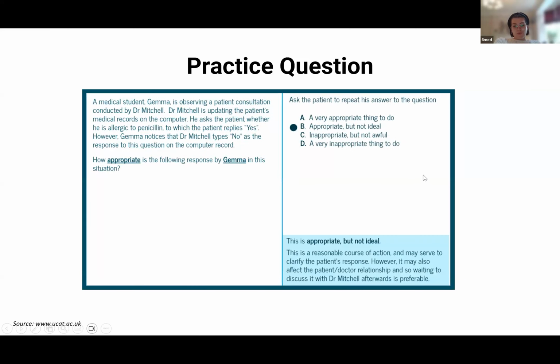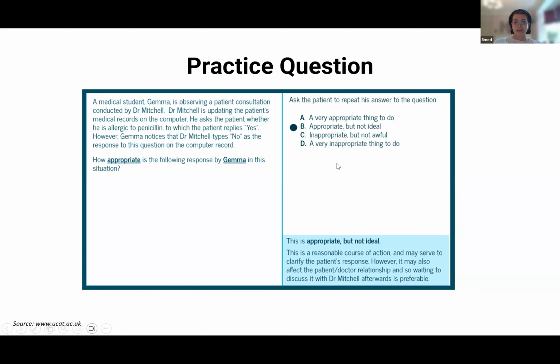So the answer to this one's appropriate but not ideal. The reason why this one's appropriate but not ideal is because, as you hopefully are aware, not noticing that a patient has an allergy is going to put patient safety at risk, obviously. And so something does need to be done quite quickly in this scenario. It's not ideal because it potentially affects the patient-doctor relationship or what the patient thinks of that doctor, sort of slightly undermining the doctor.